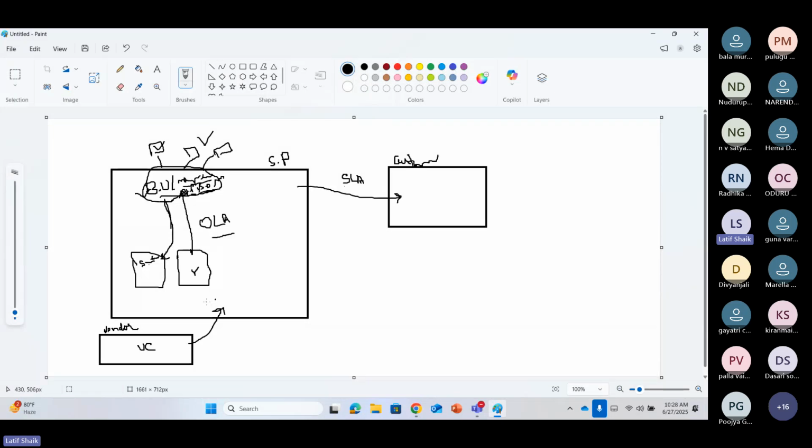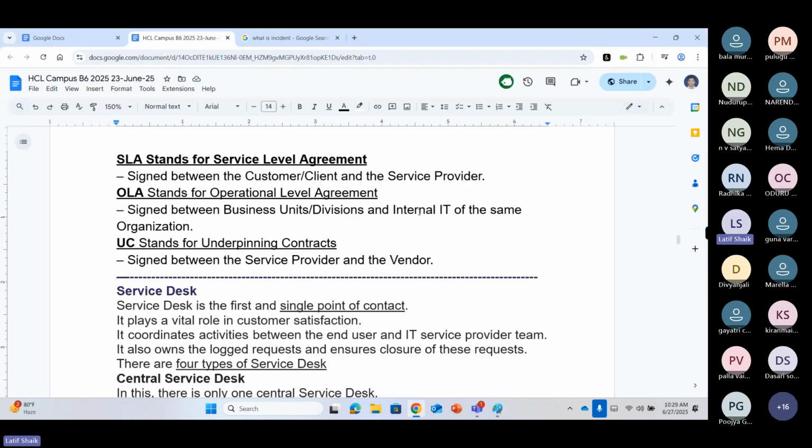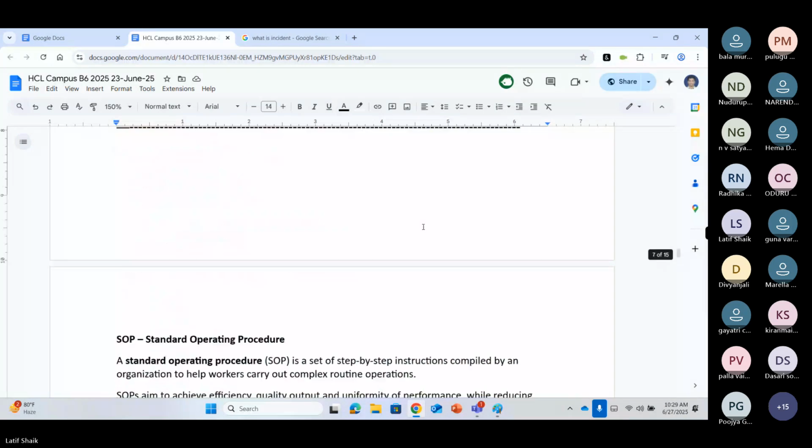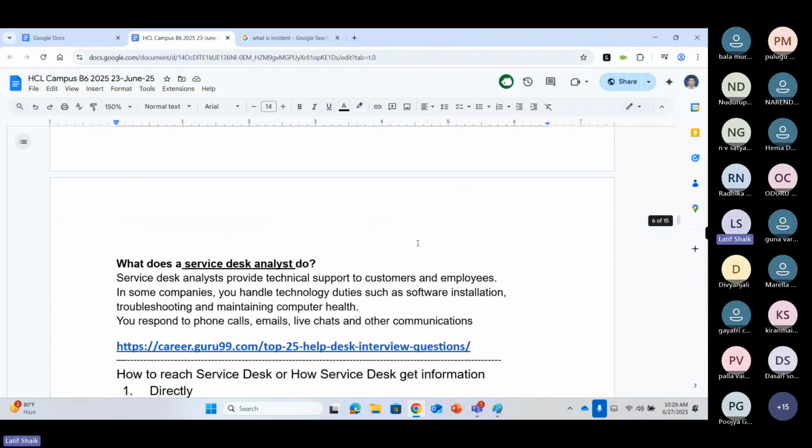Or maybe a company needs Office 365. For my office-related work, I am using Office 365. Our organization, Savantis, is using Office 365. Who is providing that service? Microsoft is providing the service. For my regular work and usage for my employees, I'm taking that. That's an underpinning contract. Okay, so this is SLA, OLA. I think I covered everything.